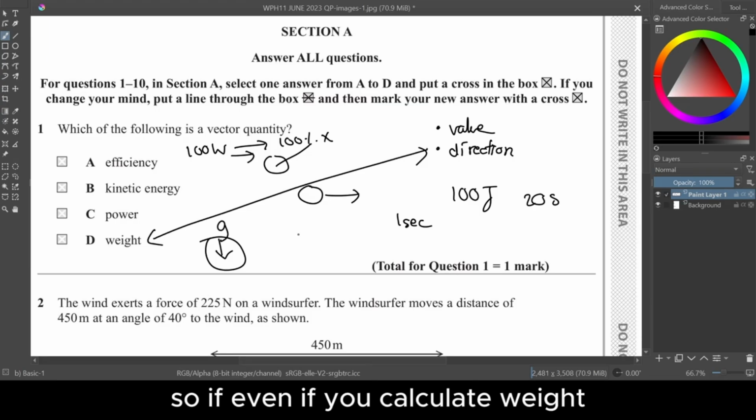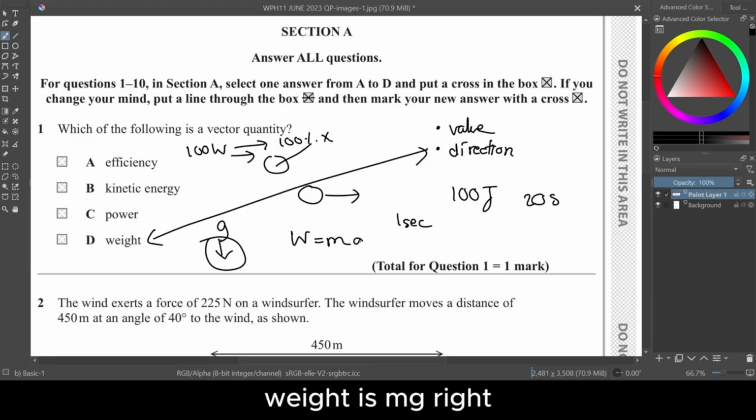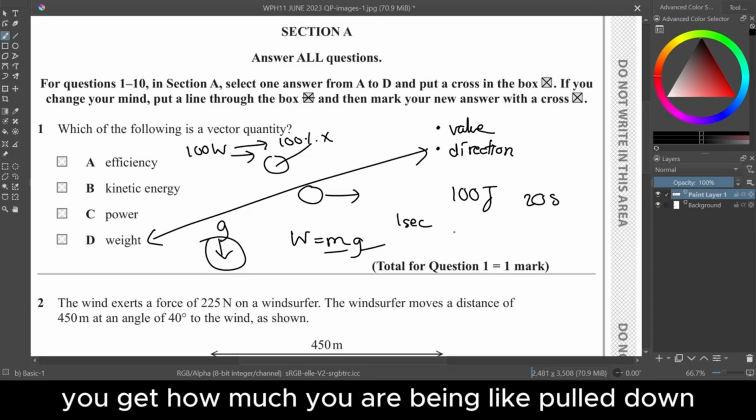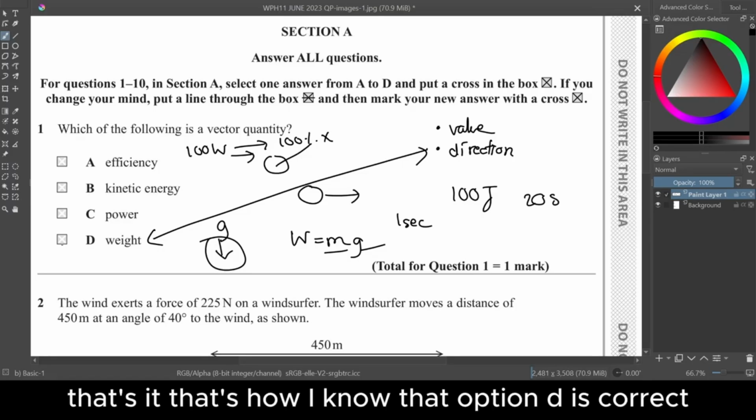Even if you calculate it, weight is mg, right? Your mass and the gravity value. From this value you get how much you are being pulled down. That's it. That's how I know that option D is correct.